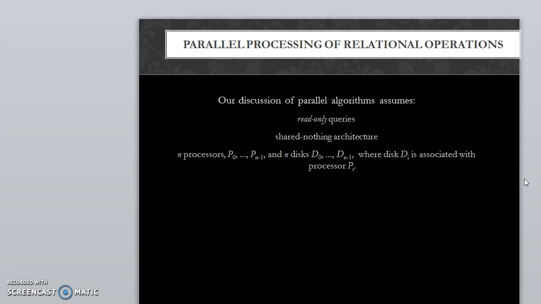Then, parallel processing of relational operations. The parallel algorithms we are assuming are for read-only queries and the shared nothing architecture. We are given n processors, P0 to Pn-1, and n disks, D0 to Dn-1, where the disk Di is associated with the processor Pi. It means that when we use disk D1, it is associated with processor P1.